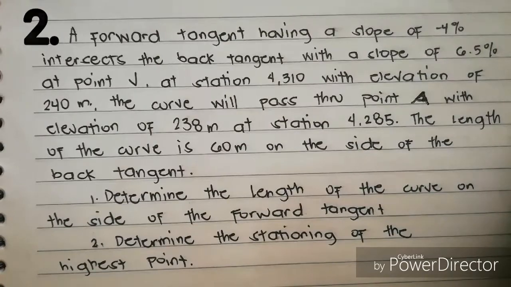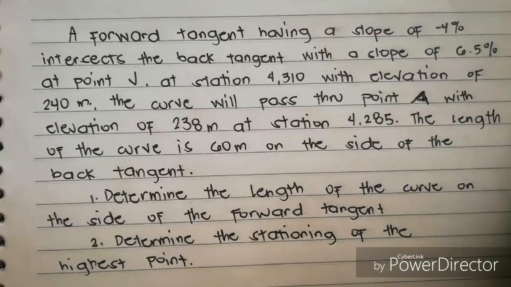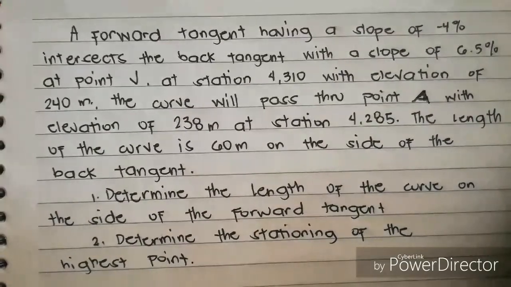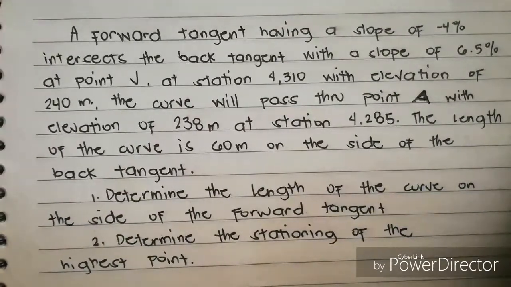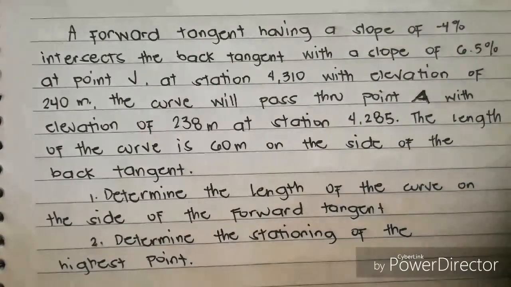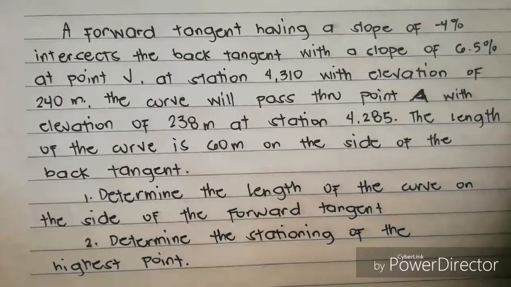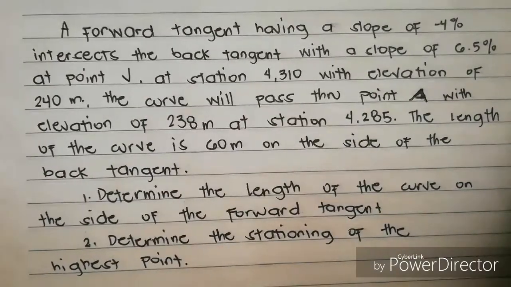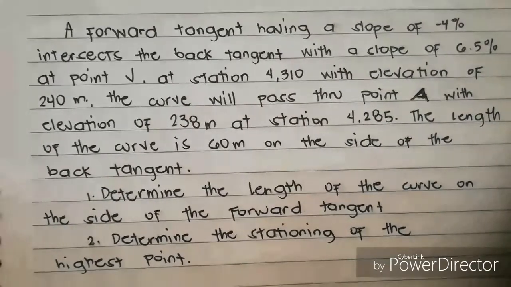A forward tangent having a slope of negative 4% intersects the back tangent with a slope of 6.5% at point B. At station 4310 with elevation of 240 meters, the curve will pass through point A with elevation of 238 meters at station 4285. The length of curve is 60 meters on the side of the back tangent. Determine the length of curve on the side of the forward tangent. Determine the stationing of the highest point.